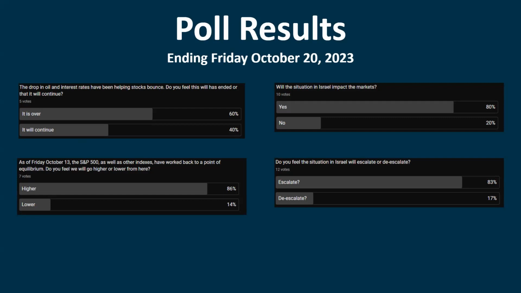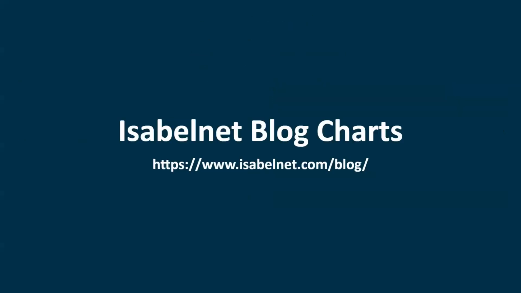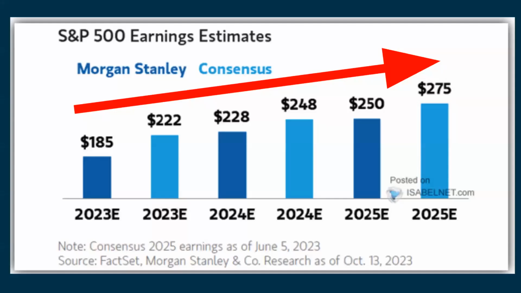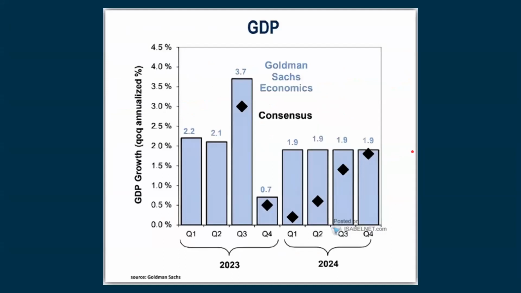Okay, and then getting to the next chart here, looking at some Isabel Net blog charts. These are just, I take a picture of this every week, but it's not changing really. This is just justifying why stock prices can go higher, because looking out into the future, whether you're Morgan Stanley or looking at the consensus, we're going up, and earnings are ultimately what drives stock prices.